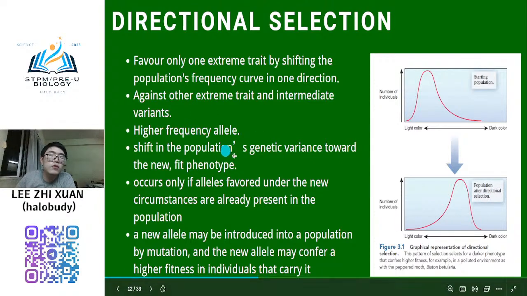So normally a shift in the population's genetic variants toward the new fit phenotype occurs only if the earlier variants favored under the new circumstances are already present in that population. Meaning that they are already favored, already suitable, already okay lah, in that new environment. And then a new allele may be introduced into a population by mutation, and the new allele may confer a higher fitness on individuals that carry it. So the allele will change, to ensure that the organism is suitable and adapted to that environment.